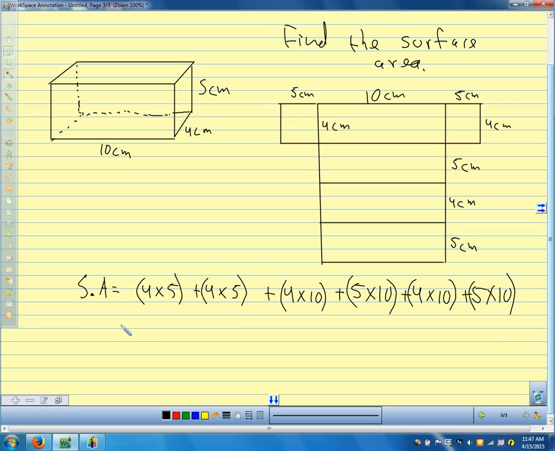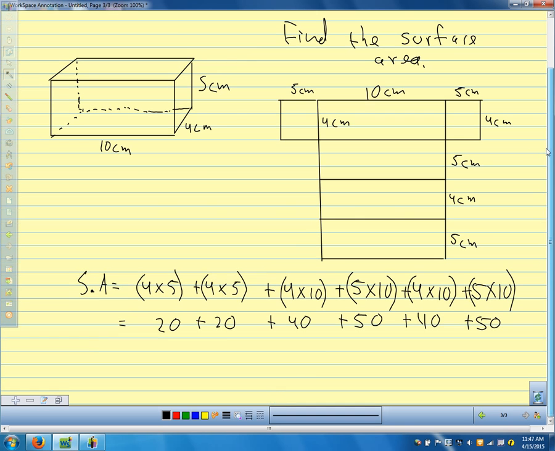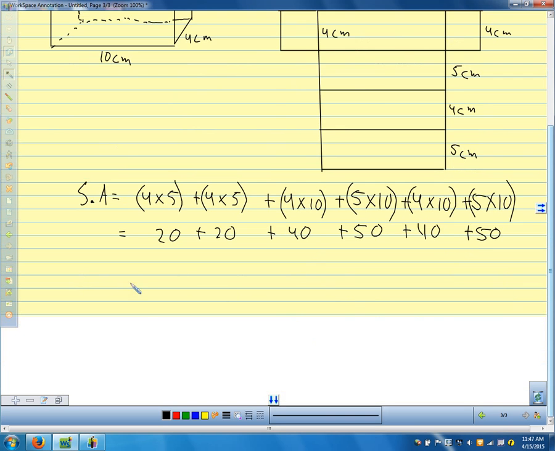So let's see. When I calculate, this is 20 plus 20 plus 40. I'm just writing all this out. Plus 50 plus 40 plus 50. And I add this all together, and I get 220 square centimeters when I add all that together.